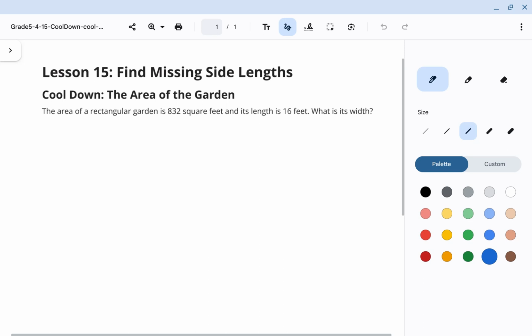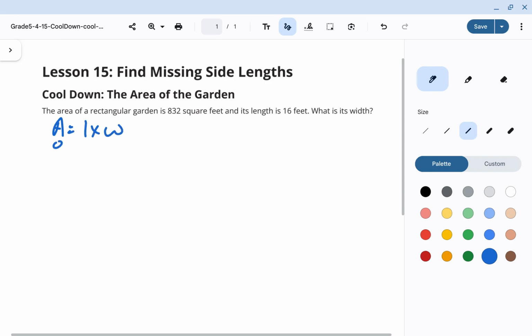We are thinking about finding missing side lengths. This cooldown is titled The Area of the Garden. The area of a rectangular garden is 832 square feet and its length is 16 feet. What is its width? Well, we know that area equals length times width.